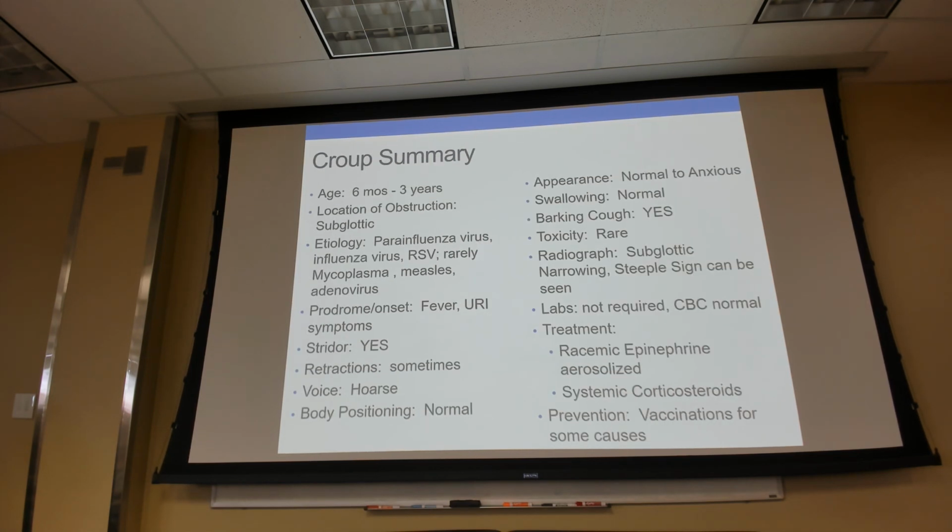For all of these, I put a summary. For studying purposes, if you know everything on this summary slide, you're probably 90% of the way there. Okay, so if you're getting subglottic, the age range, a paraflu, stridor, barking cough, steeple sign, racemic epi and corticosteroids, you're probably good to go. So just for studying purposes, if you're trying to narrow it down, the summary slides will get you pretty far.